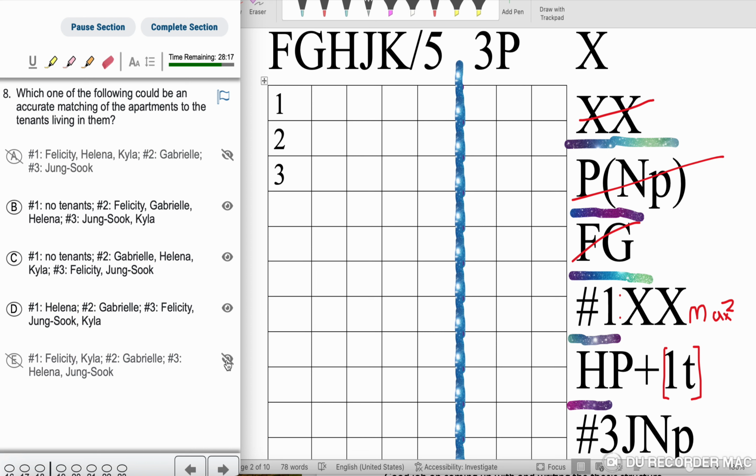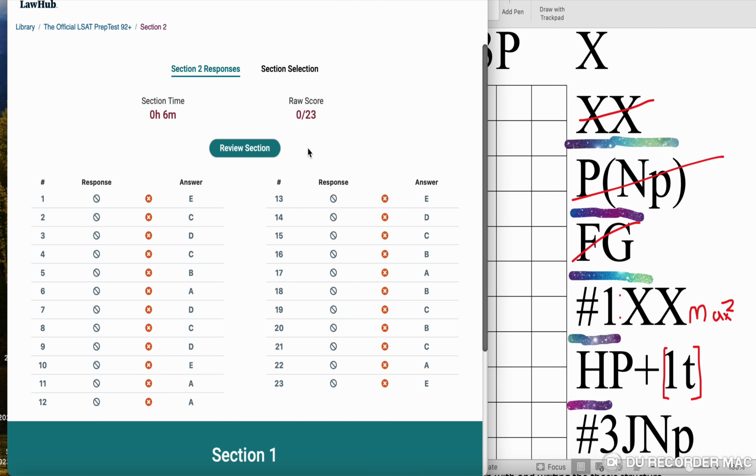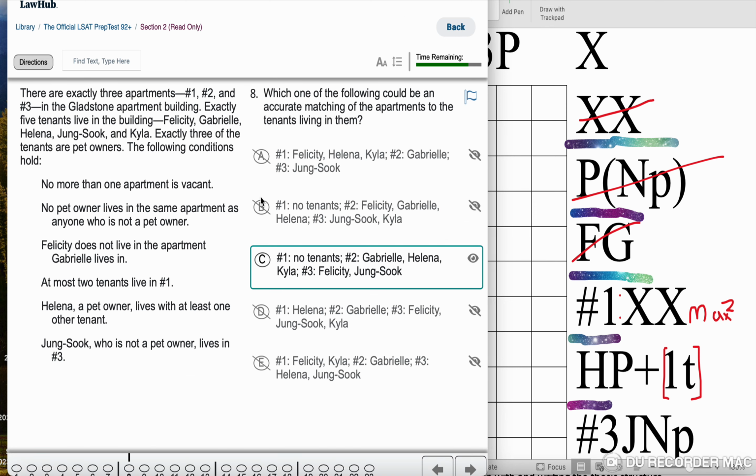F and G are not together. In choice B, F and G and H are together. Go ahead and eliminate it. H, who is a pet owner, lives with at least 1 other person. In choice D, H is by themselves. Go ahead and eliminate it. The correct answer for this one is going to be answer C.